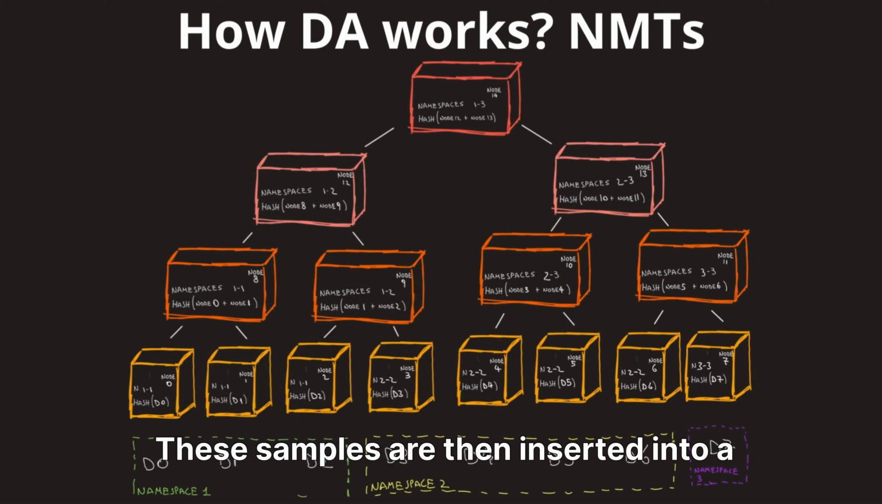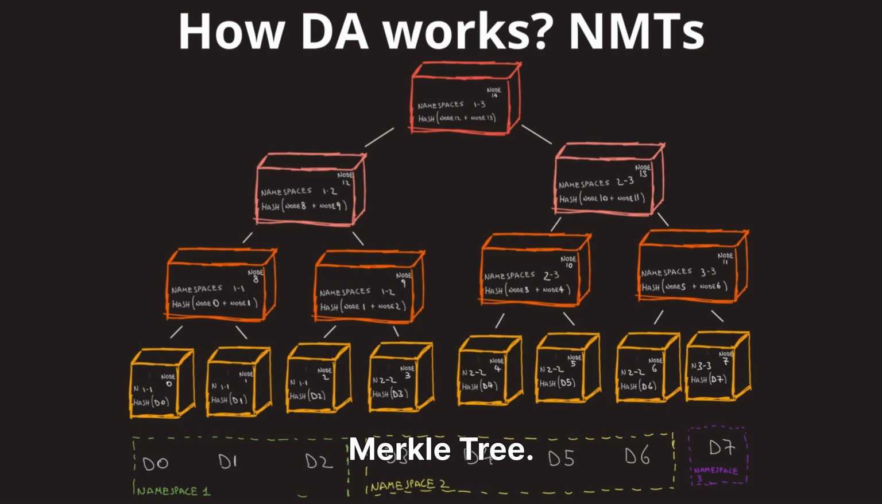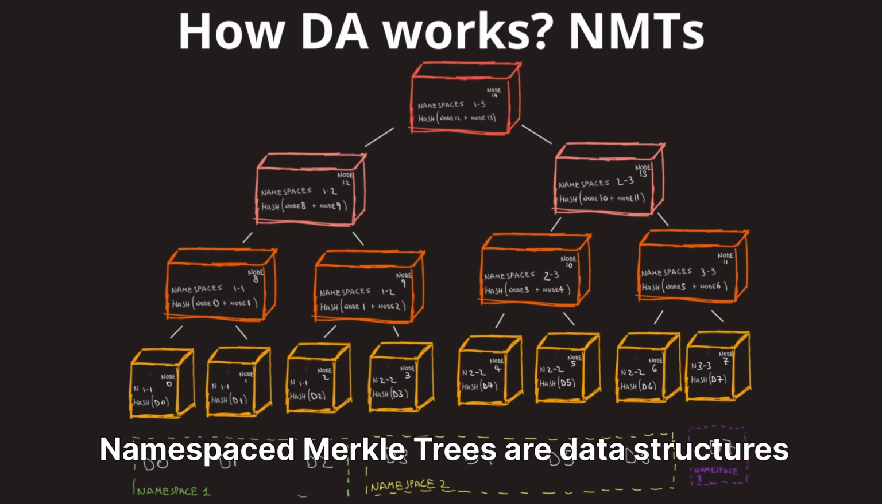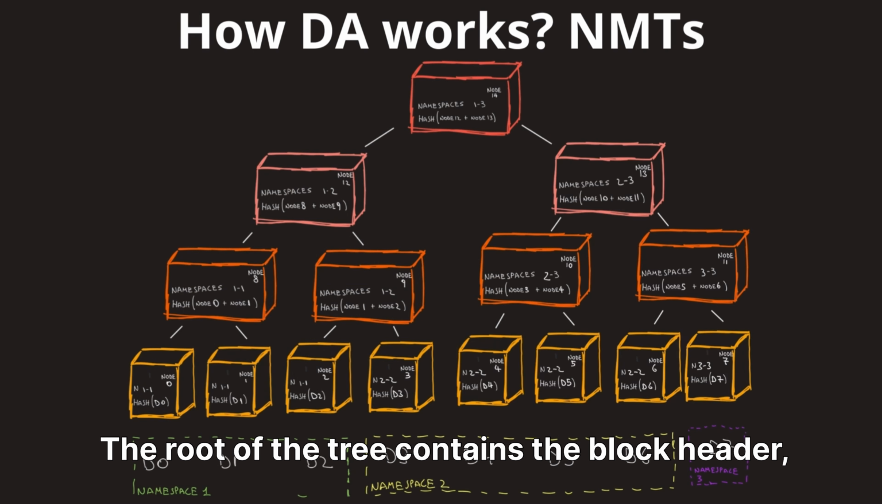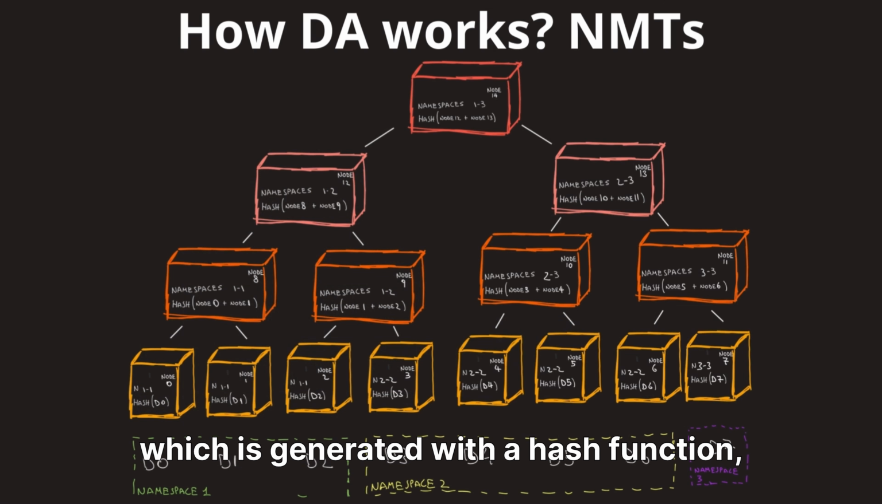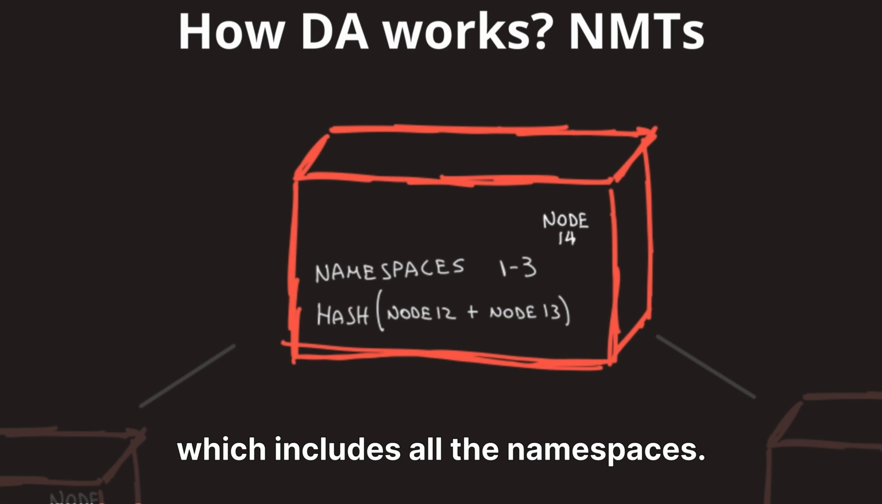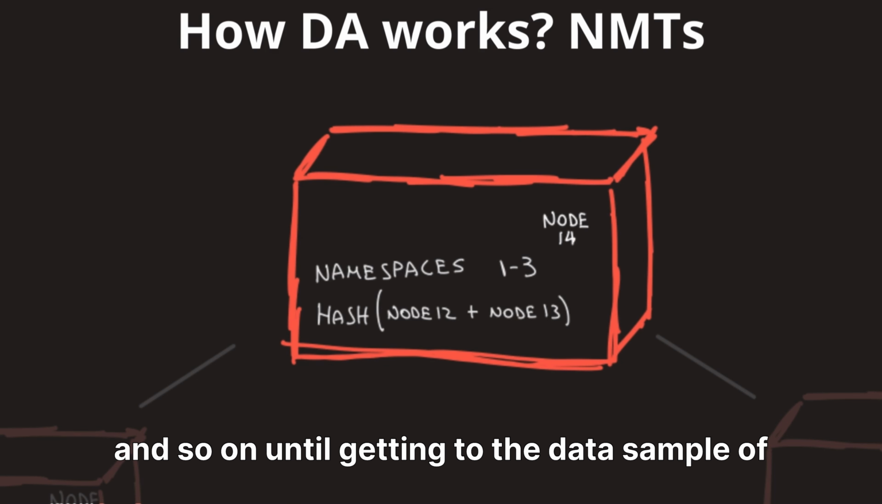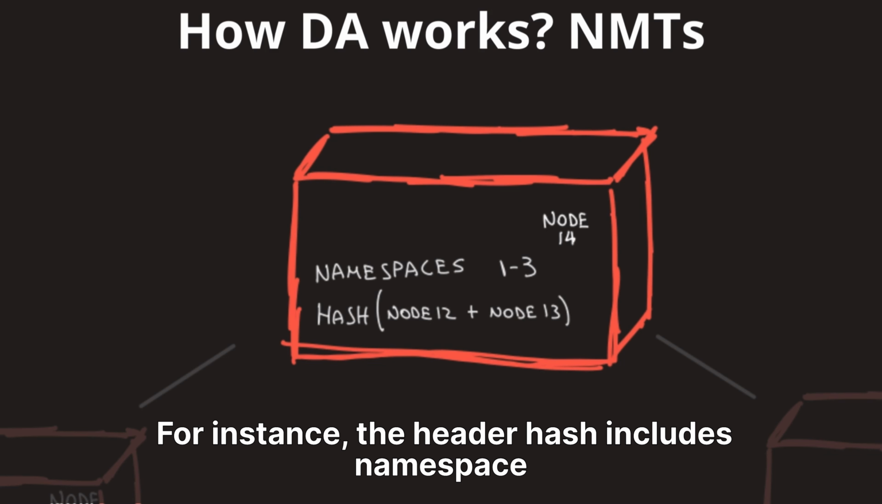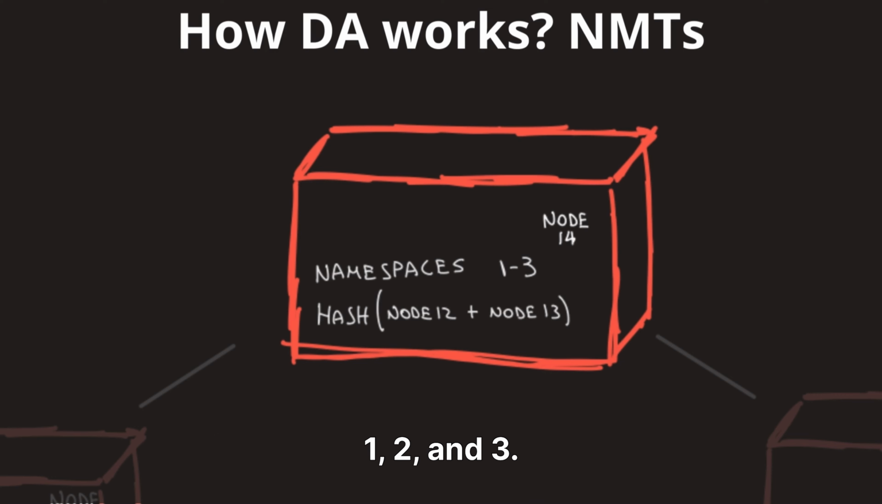These samples are then inserted into a Merkle tree. Namespace Merkle trees are data structures needed to order the data by namespace. The root of the tree contains the block header, which is generated with a hash function and includes all the namespaces. Then each leaf gets a range of the namespaces, and so on until getting to the data sample of each namespace. For instance, the header hash includes namespaces 1, 2, and 3.